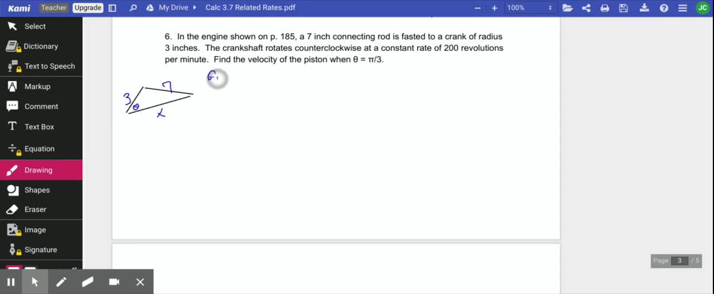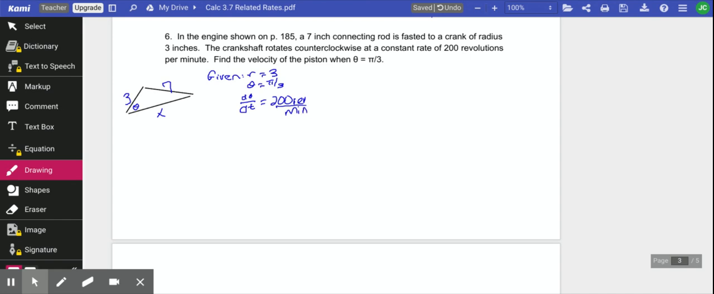So the things that we are given here, obviously our rod doesn't change. The radius of this thing is 3, and we know that theta is pi over 3. And then we're also given the rotation of the crankshaft. It's revolutions per minute, so that is our d theta dt. So 200 revolutions per minute.